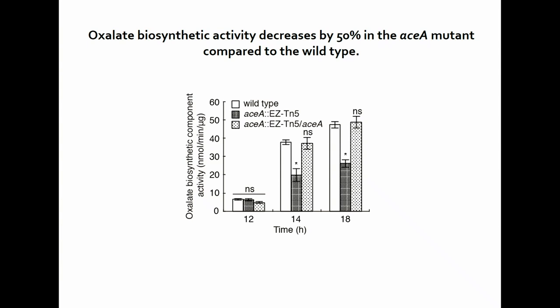This is the oxalic acid biosynthetic activity. This is actually the specific activity we measured. After quorum sensing onset, the wild type showed about 40 nanomoles per minute per microgram specific activity, but in glyoxylate cycle mutants, about 20. So about a 50% decrease in the glyoxylate cycle mutants, right? So why is that? What is the mechanism behind this data?